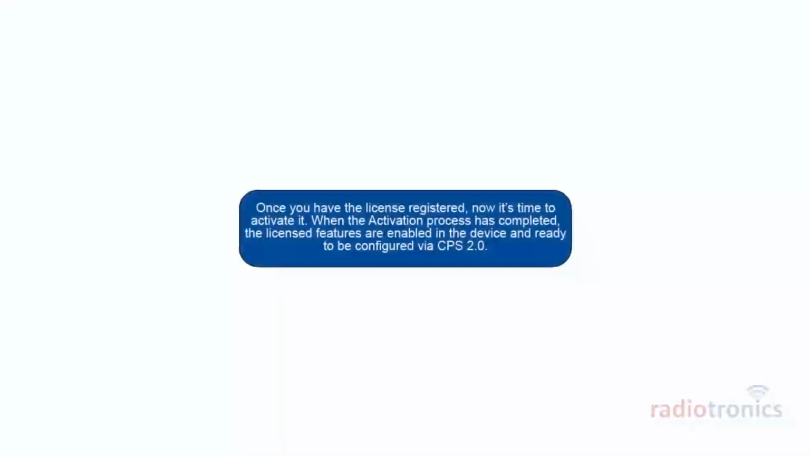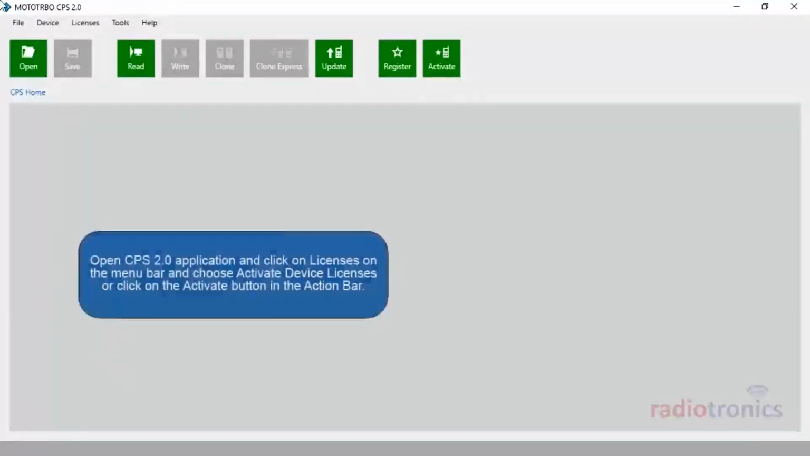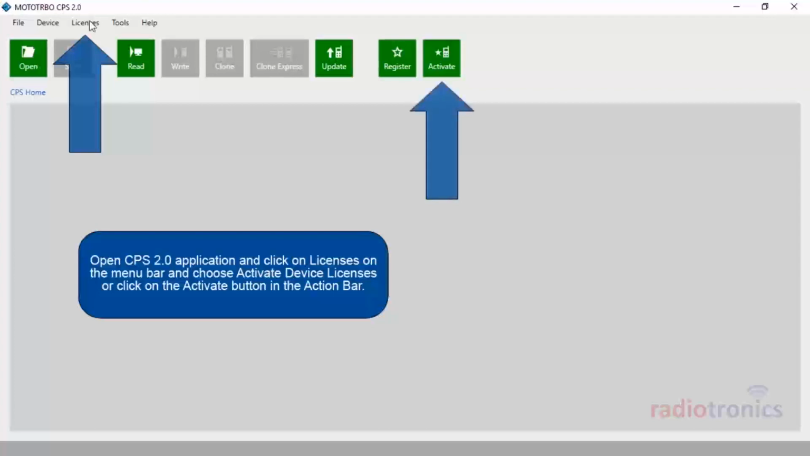Once you have the license registered, now it's time to activate it. When the activation process has completed, the license features are enabled in the device and ready to be configured via CPS 2.0. First of all, you need to connect the radio, which has had features registered or recovered, to this PC. Open CPS 2.0 application and click on Licenses on the menu bar and choose Activate Device Licenses, or click on the Activate button in the action bar.